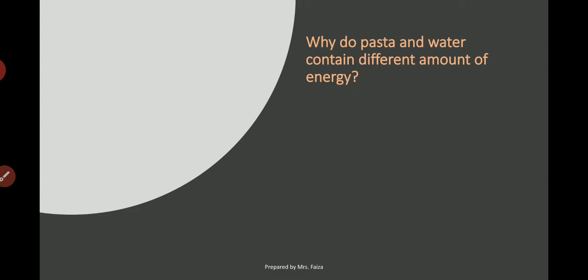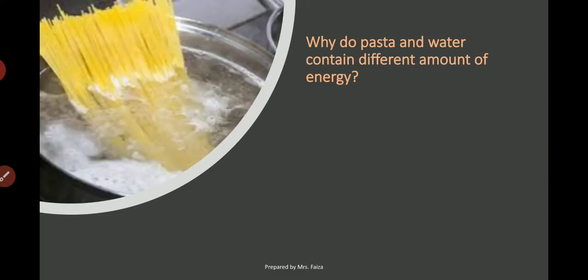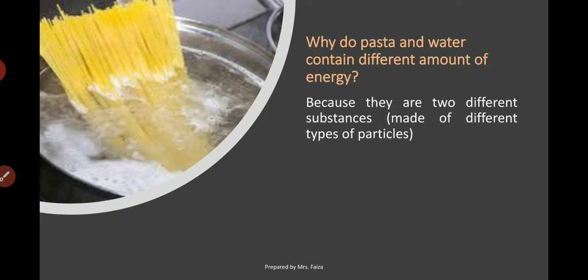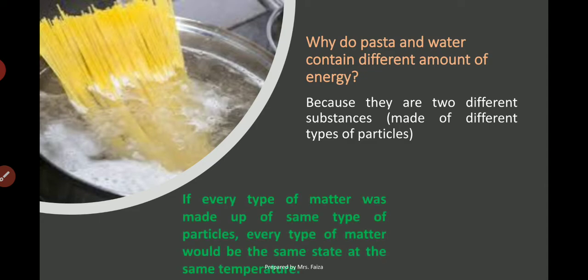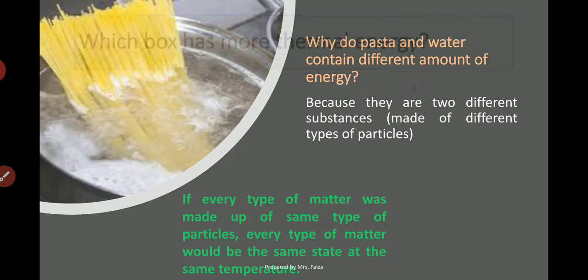Why do pasta and water contain different amounts of energy? Because they are two different substances made of two different types of particles. If every type of matter was made up of the same type of particles, every type of matter would be the same state and the same temperature.